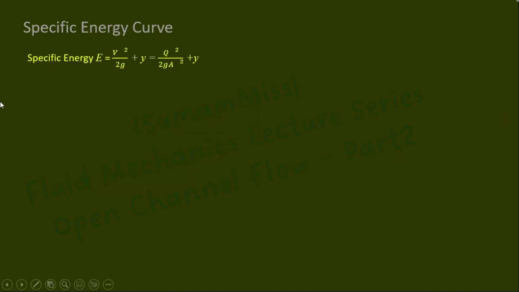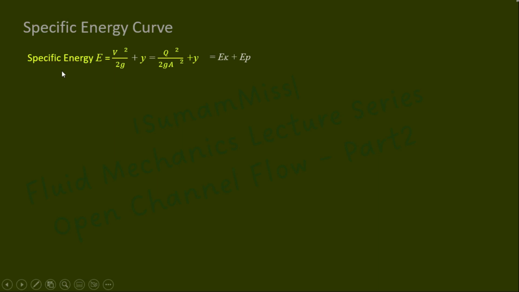Now let us discuss the specific energy curve. The expression for specific energy is E equal to v square by 2g plus y, or it is equal to q square by 2ga square plus y. The first term represents specific kinetic energy and the second term represents the specific potential energy. So specific energy E can be written as Ek plus Ep, where Ek is the specific kinetic energy and Ep represents the specific potential energy.